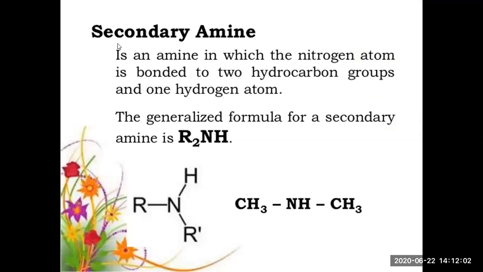Next is secondary. A secondary amine is an amine in which the nitrogen atom is bonded to two hydrocarbon groups and one hydrogen atom. The generalized formula for a secondary amine is R2NH. Here we can see the R2 and the H is 1. So this is the chemical formula. Once again, the single line shows the single covalent bond between all these atoms.